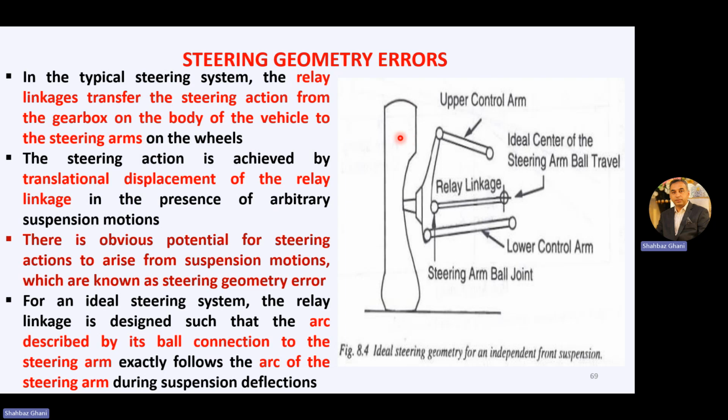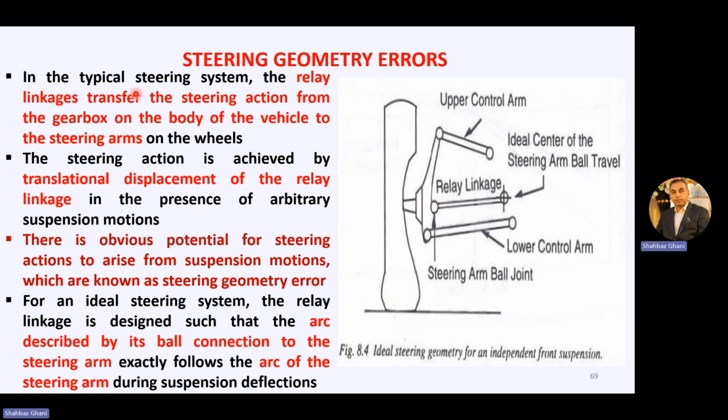Now, coming to the last part, which is today's topic: steering geometry, how it affects the wheel, and what the steering geometry errors are. So let's see the first figure. This is your wheel, this is your spindle, the steering knuckle, the upper control arm and lower control arm, and this is the relay linkage. This plus sign is the ideal center of the steering arm ball travel.